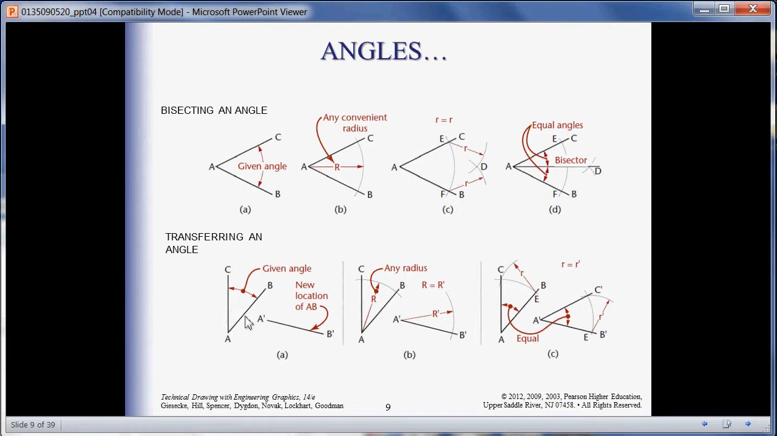Okay, so if you want to transfer an angle, what he does is, this is a new line that's going to create the new baseline of AB. So this system here is going to be rotated and then laid down this way. So what they do is they go ahead and strike an arc, okay, and you have the 2 points here.